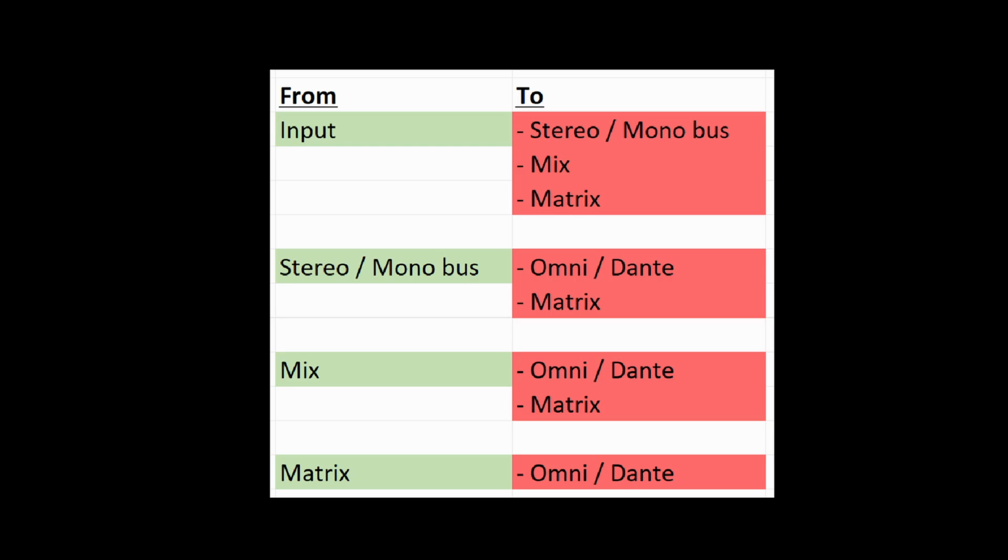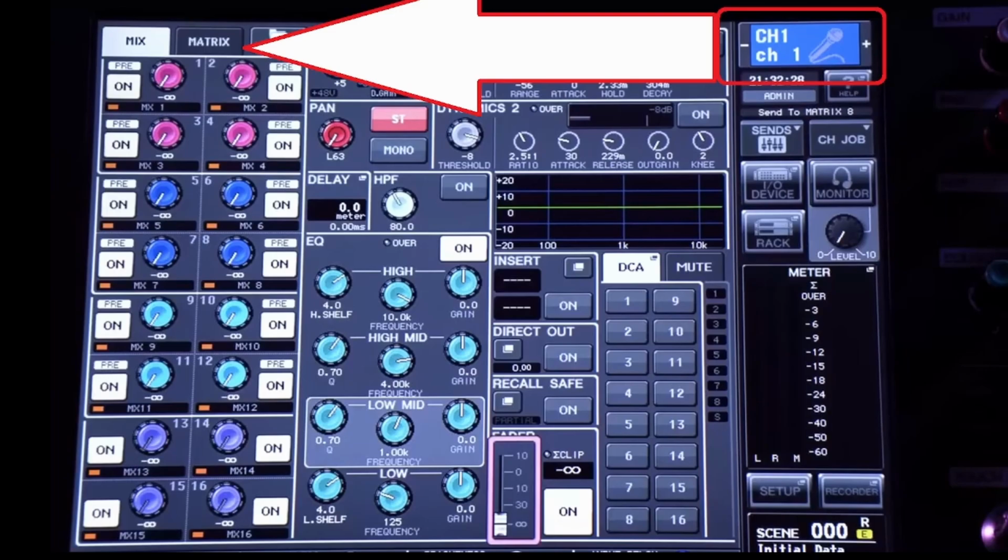Additionally, we can go to the mix and we can go to the matrix. Here we are with our input in the top right hand corner. We happen to have channel 1, and over on the left we have the mix tab highlighted. If you look down from top to bottom on the mix tab, there are 16 mixes. Over on the matrix tab, there are 8 matrices.